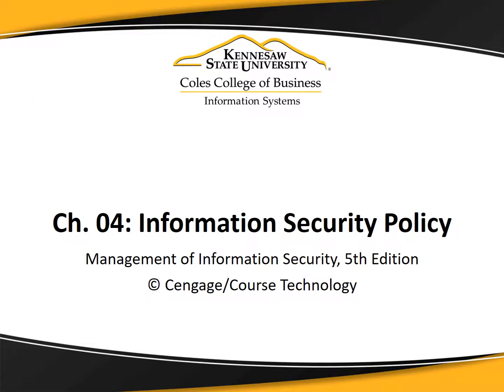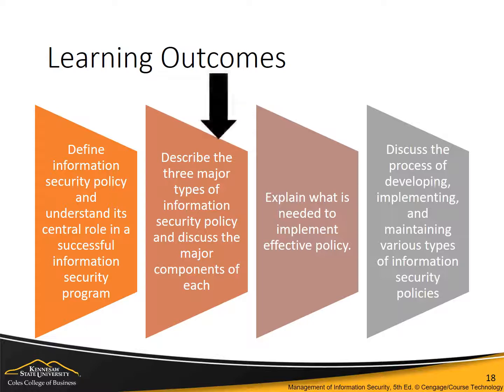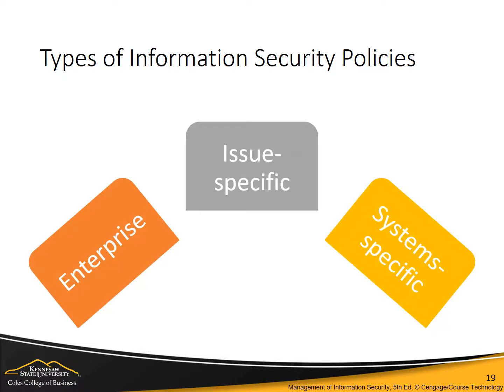We continue Chapter 4, Information Security Policy. This is Section 2, Types of Policies. In this section, we will cover the second learning outcome, describe the 3 major types of information security policy, and discuss the major components of each. Let's return to the 3 types of information security policies that we mentioned in the last section and look at each of them more closely.